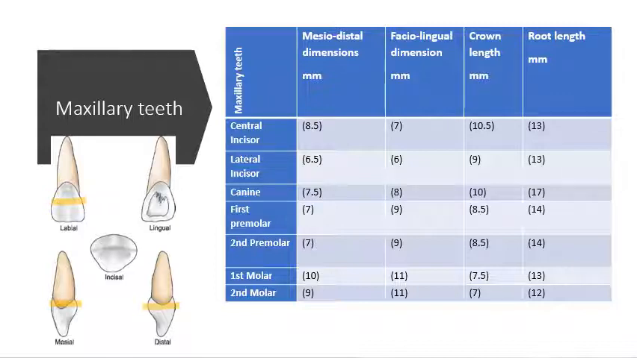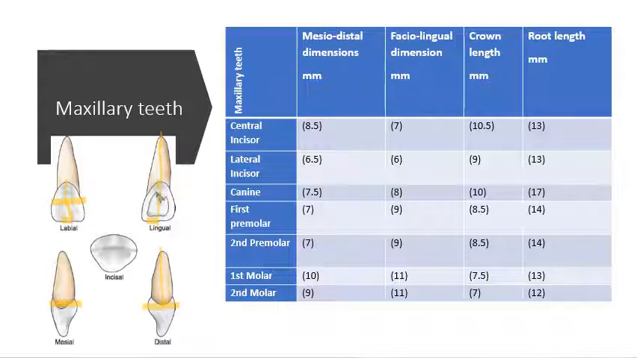and then we'll be looking at the crown length. The crown length starts from the incisal edge till the cervical line, and similarly here from the incisal edge to the cervical line. And then we have the root length. The root starts from the cervical line till the apex, similarly here from the cervical line till the apex. So we'll be looking at only these four dimensions, and we'll be comparing them as well.